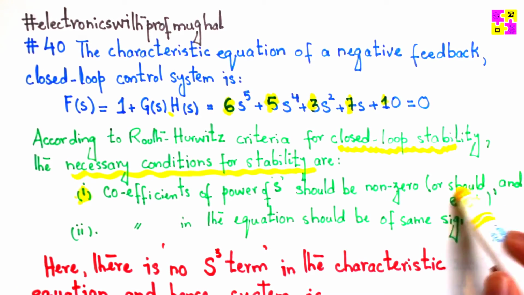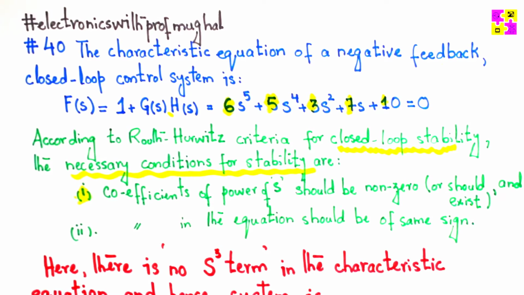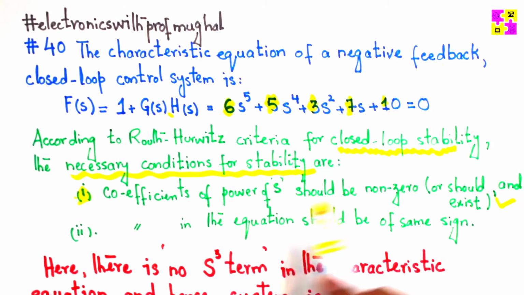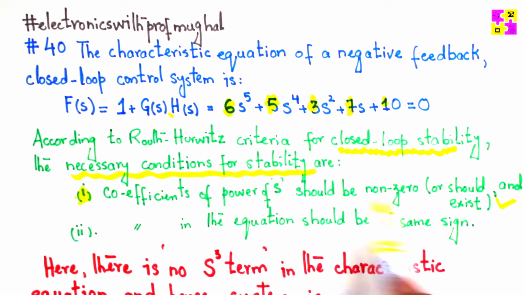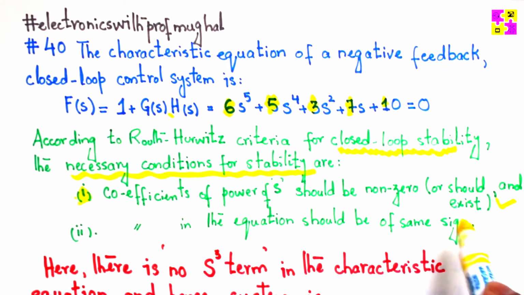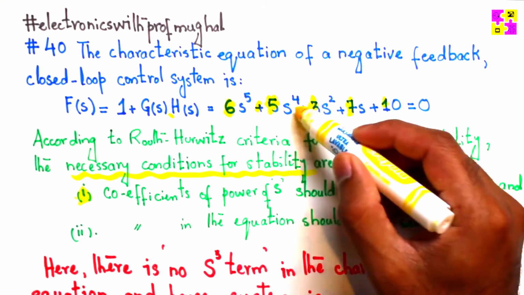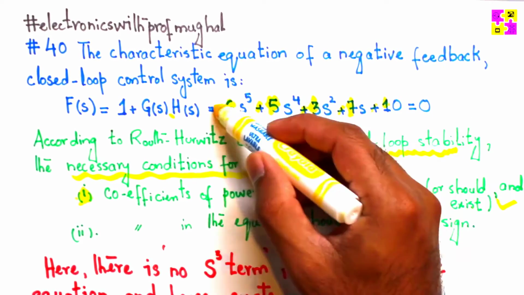They exist, right? Now I'll come back to this point again later. They are non-zero, but whether they exist or not, that is a question. The second condition is that the coefficients in the equation should be of the same sign, which is also the case. You got plus here, plus here, plus here, and plus here.